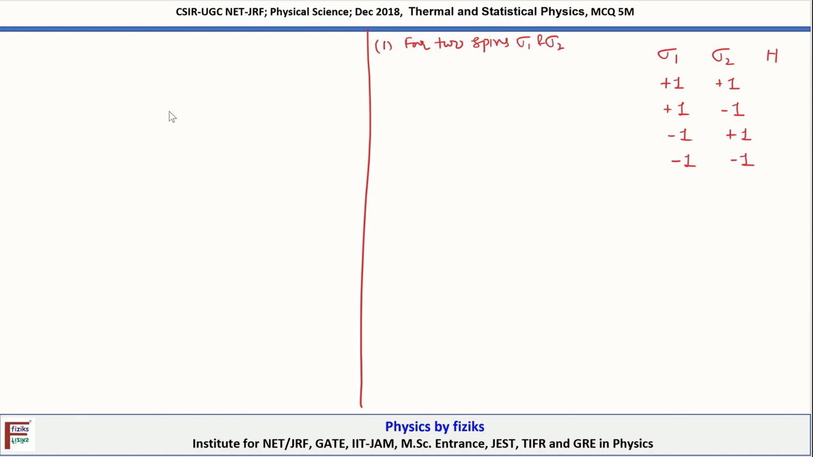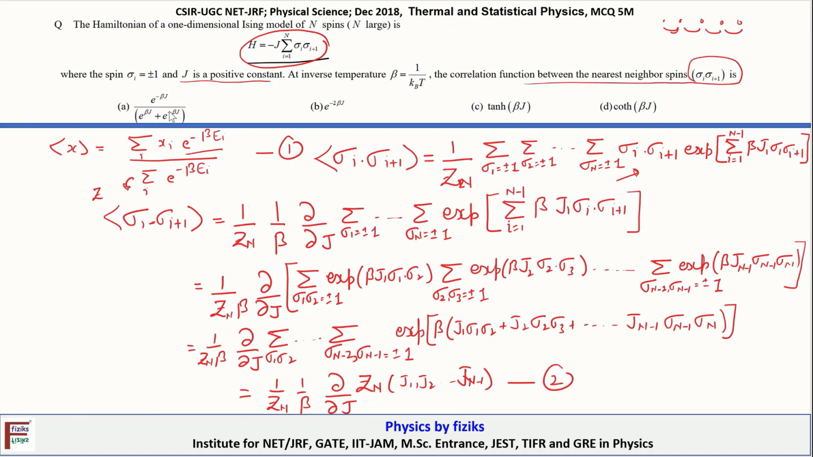So this is basically equivalent to this type of situation when both the spins are aligned in the upward direction, and this is equivalent to the first aligned in the upward direction and the second one in the downward direction, and this is the other situation, and here both the spins are pointing in the downward direction. So here the corresponding interaction energy, which is given in the statement of the problem, is equal to -J σ1 · σ2.